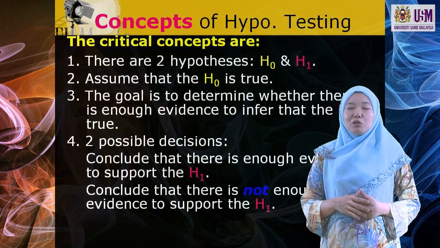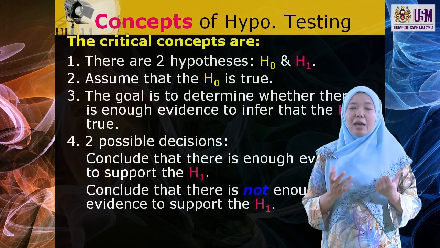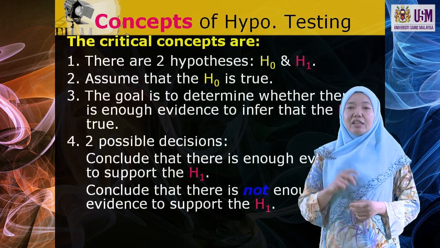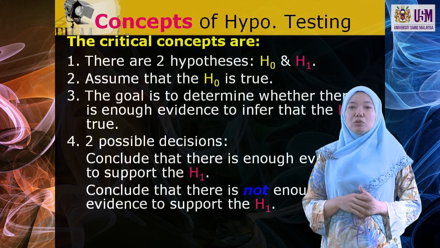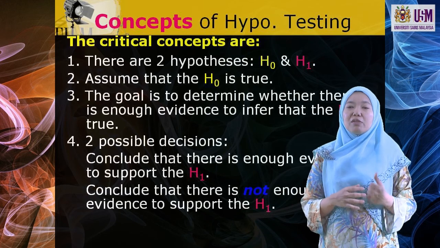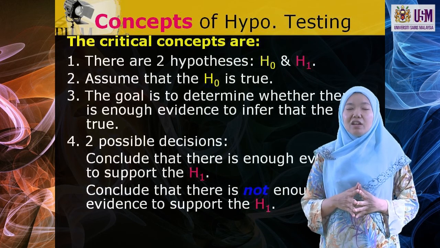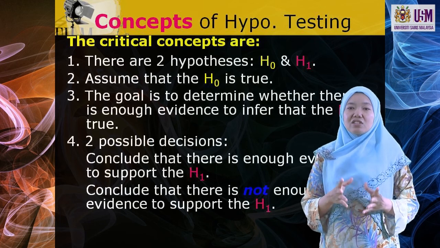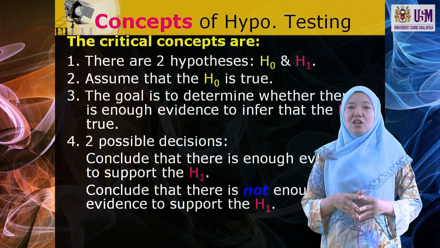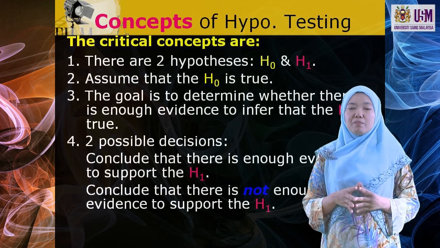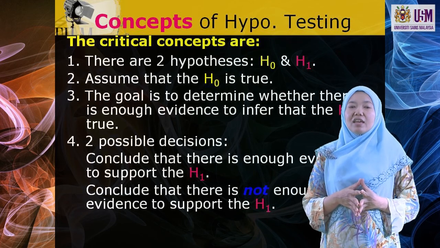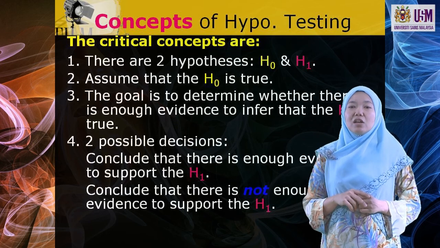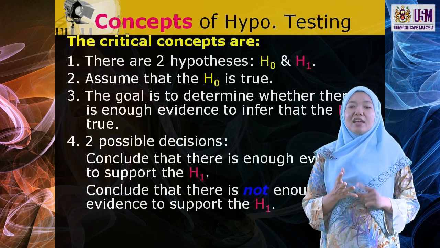I hope by now you're familiar with the concept of hypothesis testing in terms of there being two hypotheses, and then we have two types of error. So we want to minimize the probability of making error. Let's go further and discuss hypothesis testing in the context of statistics. The critical concept that you are going to come across next is, first, there are two hypotheses, H naught and H one.